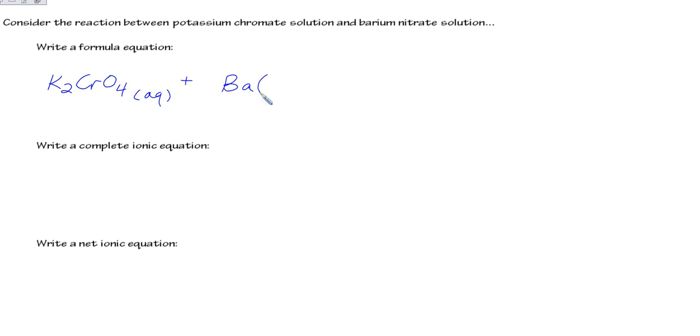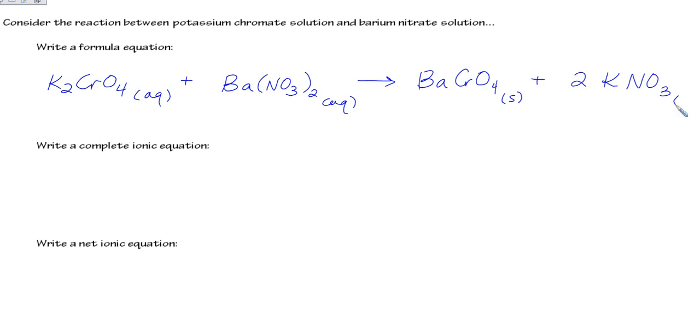Barium nitrate. That was aqueous. We formed barium chromate. That was the precipitate. And I think it was 2 potassium nitrates, aqueous. Okay, so now as a complete ionic equation, all strong electrolytes split into ions.